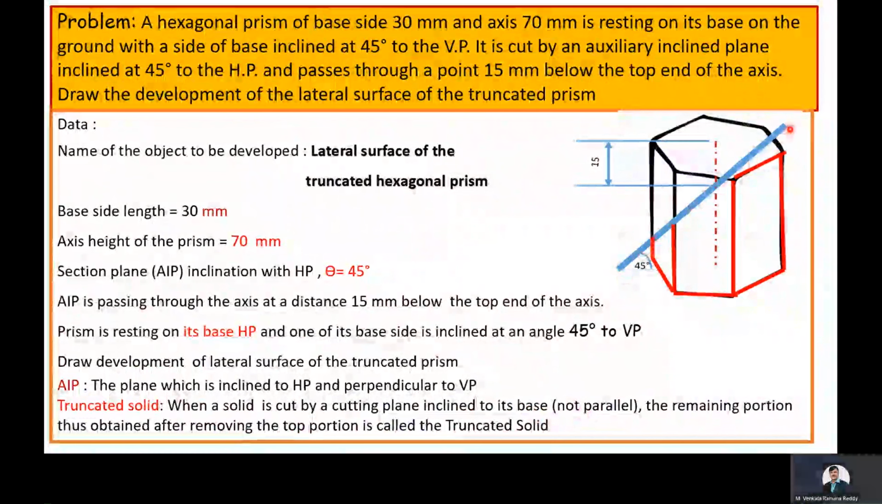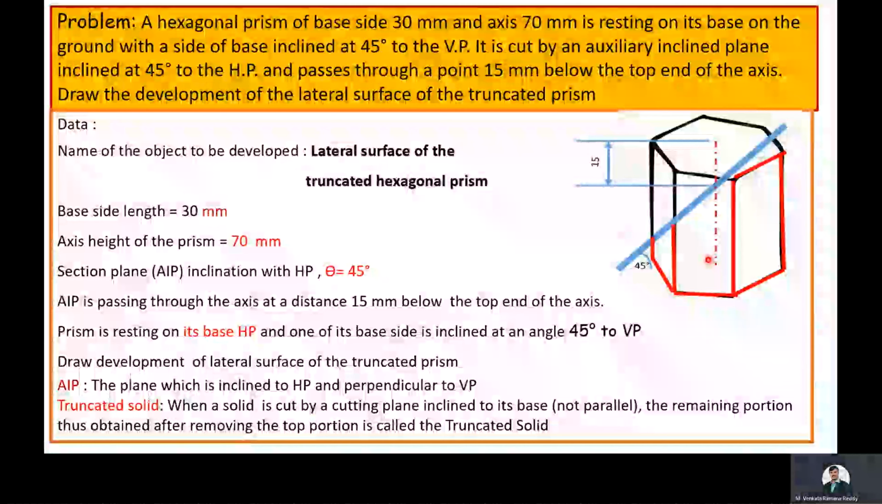This is the auxiliary inclined plane which is inclined to the horizontal plane and perpendicular to the vertical plane. With auxiliary inclined plane, we are cutting the hexagonal prism. After cutting the hexagonal prism with the auxiliary inclined plane, the bottom portion of the hexagonal prism is retained and top portion of the hexagonal prism is removed. So the retained portion of the hexagonal prism is called truncated prism.